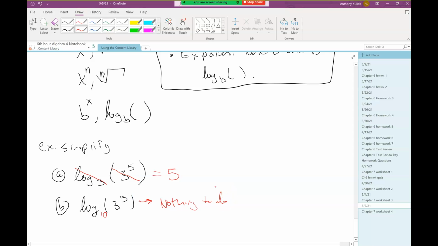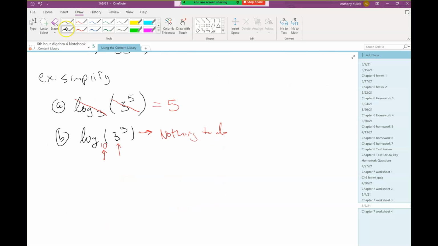Because the base of my logarithm didn't match the base of my exponent. So we can't even solve it, we just say nothing to do? Well, there's nothing to simplify. You could type that into your calculator and get a number, but that's not what we're asked to do here. So it's not evaluate, not find me the decimal. Is that okay with everybody?